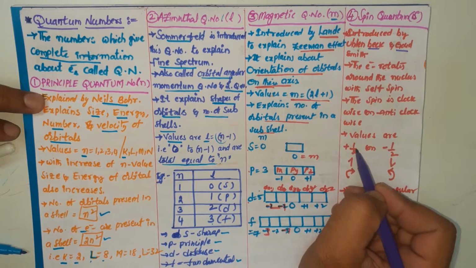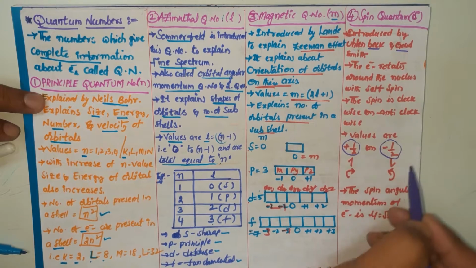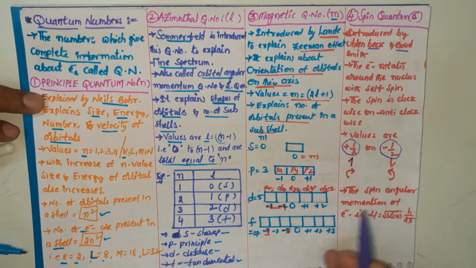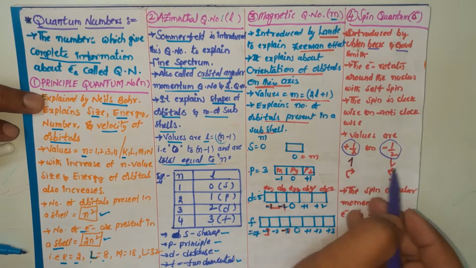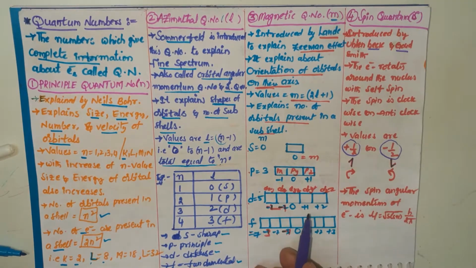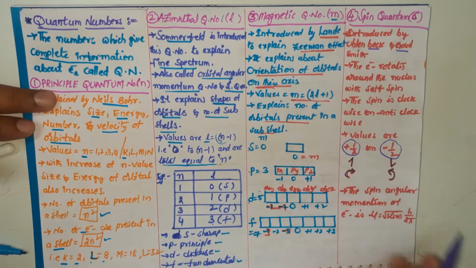The clockwise direction has the value plus half, and the anti-clockwise direction has the value minus half. We show the clockwise direction with an upper arrow mark and the anti-clockwise direction with a lower arrow mark. This is clockwise spin, this is anti-clockwise spin.